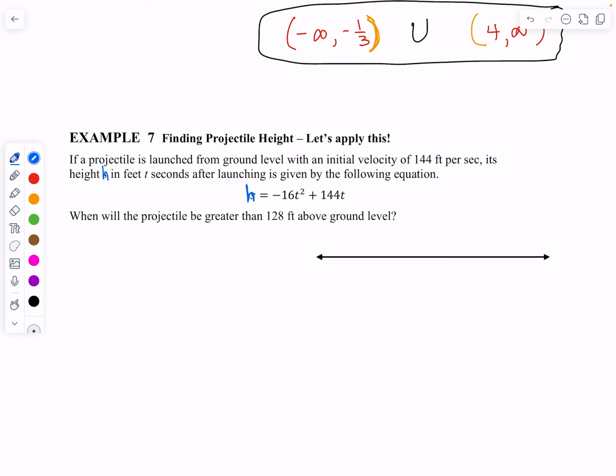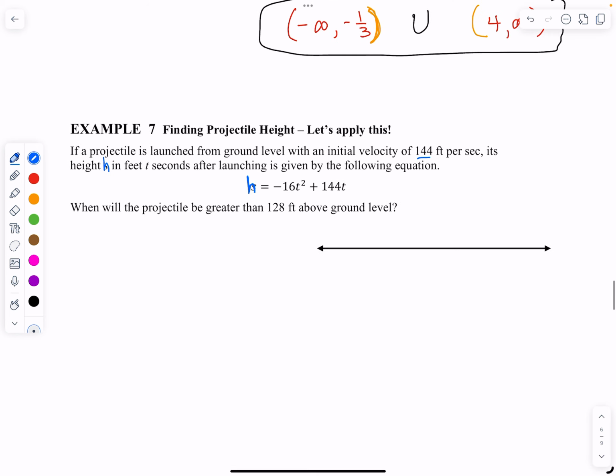And once again, I told you this one is how hard that ball is kicked, and that always goes here. And then this is gravity. And since it's negative 16, we know that we are in America. We are no longer over in Europe. You also know that because it says feet per second. Anyway, it's asking, when will the projectile be greater than 128 feet above the ground?